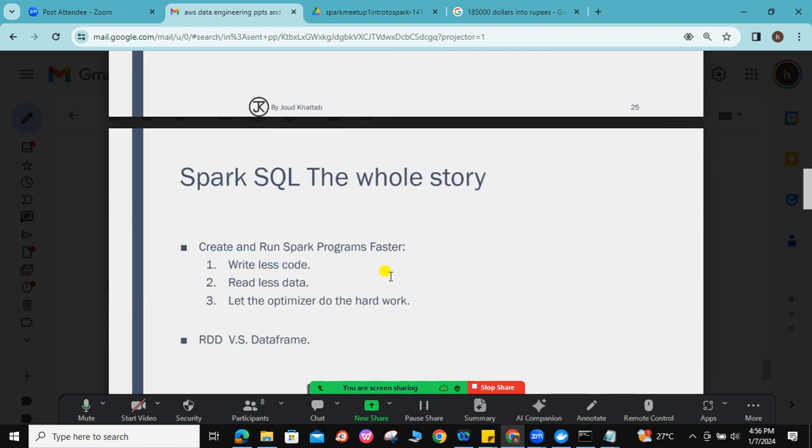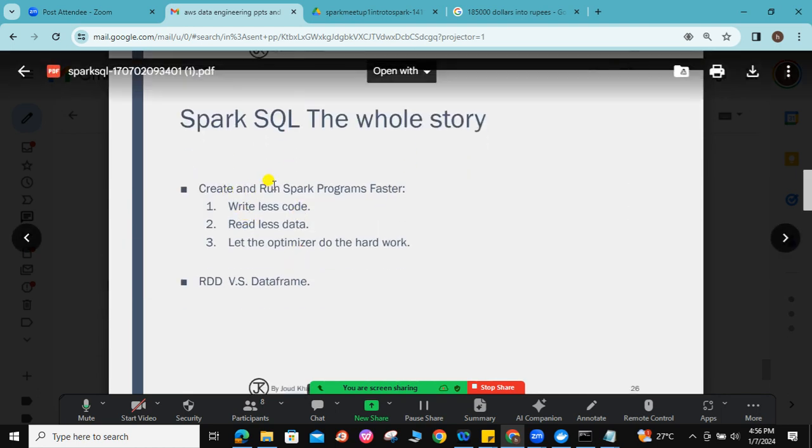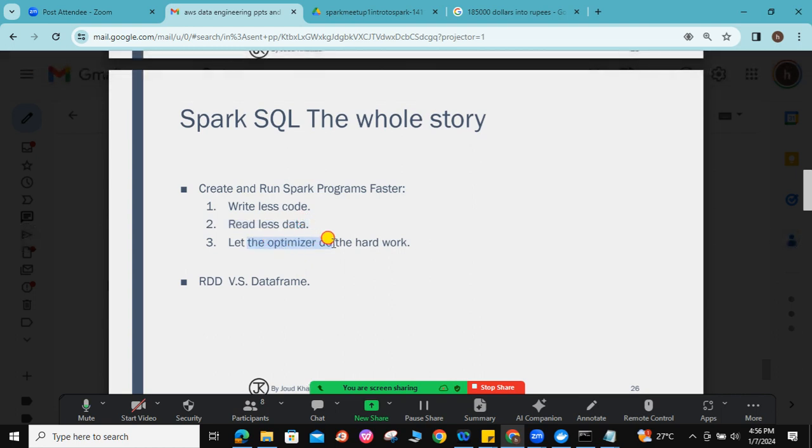Spark SQL is not about SQL. It is more than that. Create, run a Spark program, write less code, read less data. Let the optimizer do the hard work. Can you see here? I just taught you how the optimizer works. However you write, the optimizer internally will take care of your bad code.